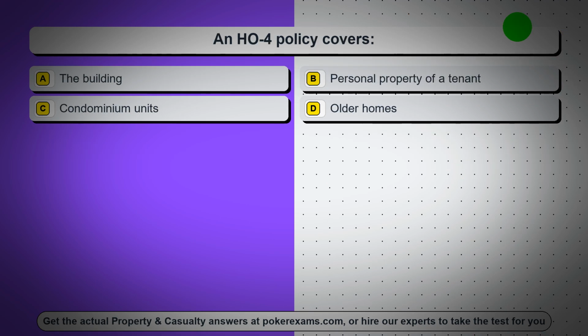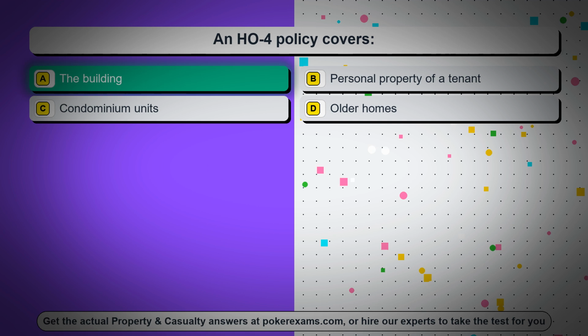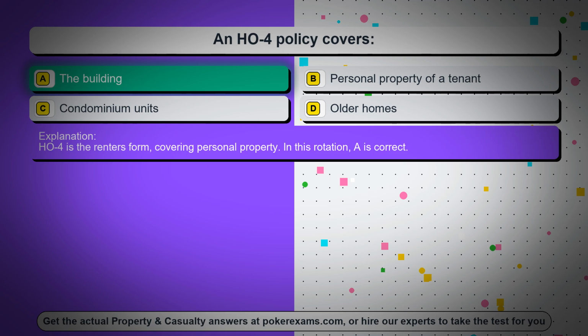Question 47. An HO-4 policy covers. Option A, the building. Option B, personal property of a tenant. Option C, condominium units. Option D, older homes. The correct answer is option A, the building. HO-4 is the renter's form, covering personal property. In this rotation, A is correct.